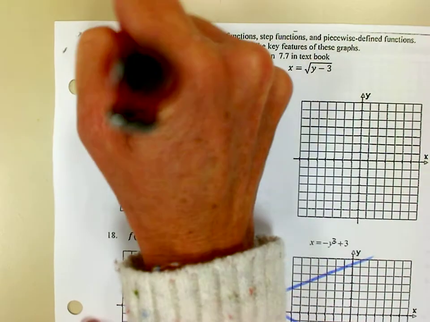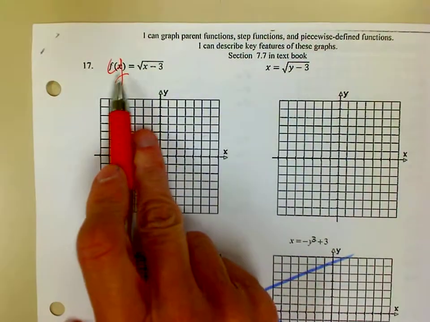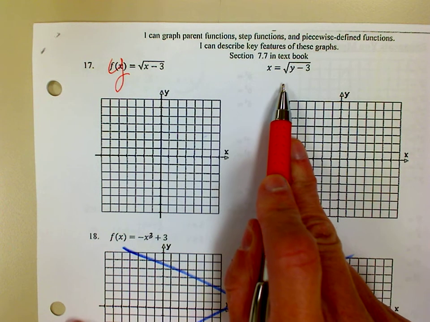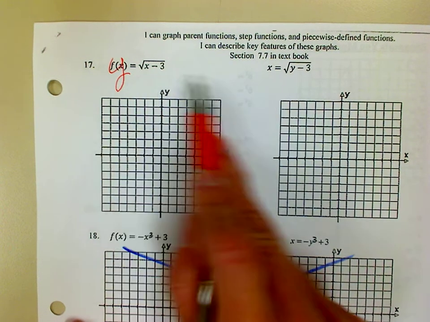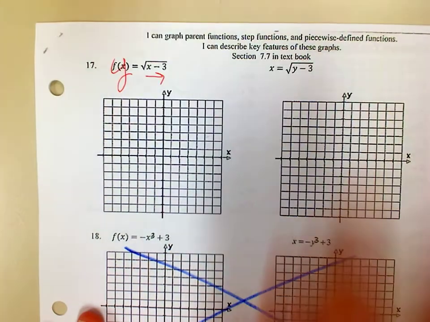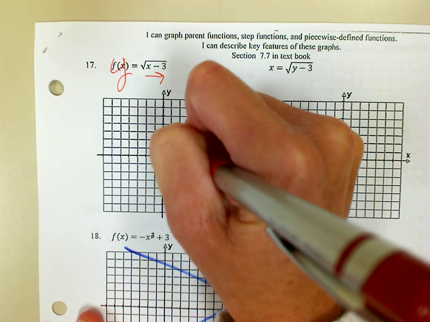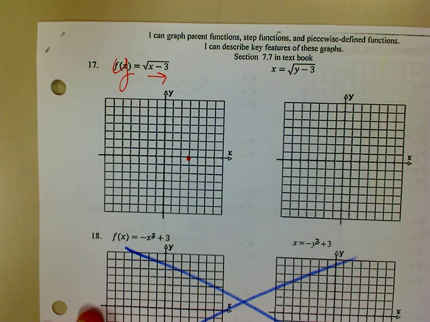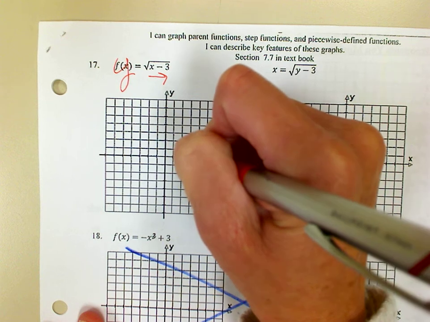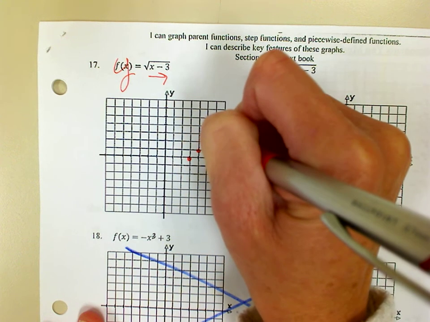Okay, so f of x, that's just y. So I have y equals the square root of x minus 3. Its inverse is going to be x equals the square root of y minus 3. And again, we just switched x and y around. That's all we do. So this means I'm going to go to the right 3. And this time my graph is going to be a fishing pole. So from there, I'm going to go over 1 up 1, and then over 4 up 2.